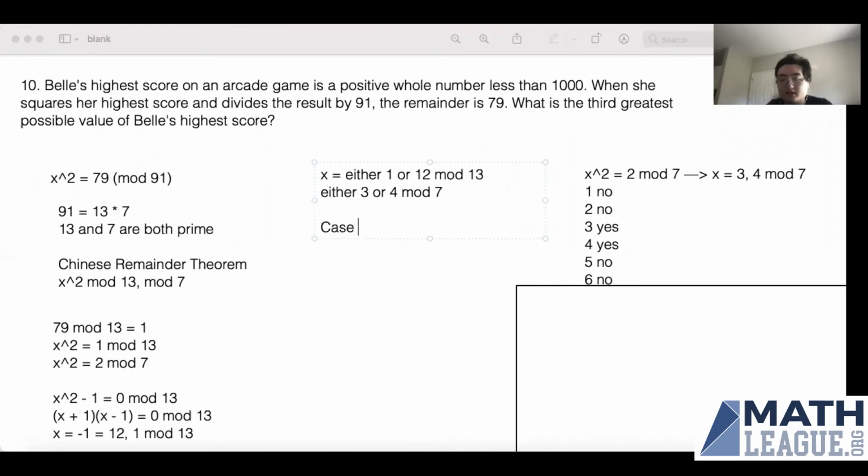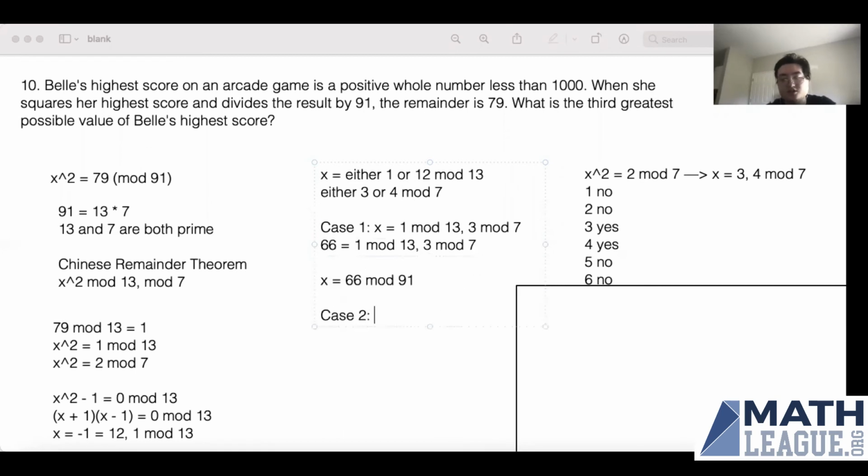So case 1 is 1 mod 13 and 3 mod 7. Well, we can check the 13s. So we can start off at 1. That's not going to work. But we can go up by 13 every time. So 14, no, that's 0 mod 7. 27, no, that's 6 mod 7. 40, no, that's 5 mod 7. 53, no, 4 mod 7. 66, aha. Wait, yes. In fact, 66 is both congruent to 1 mod 13 and to 3 mod 7, right? So x can be congruent to 66 mod 91.